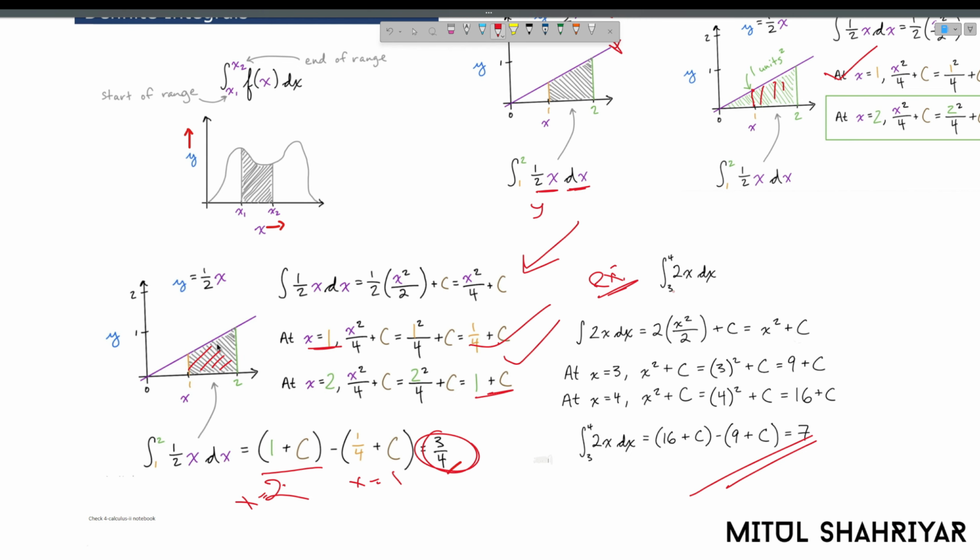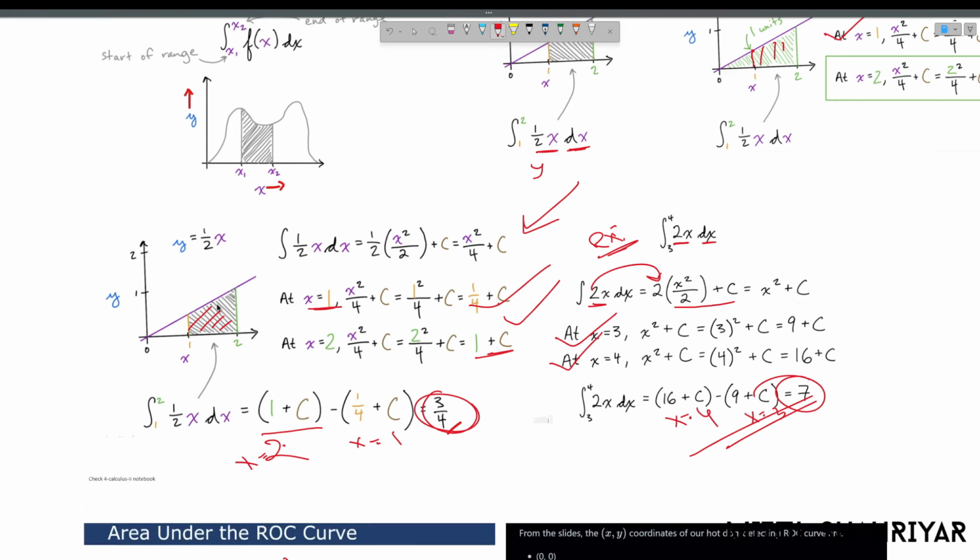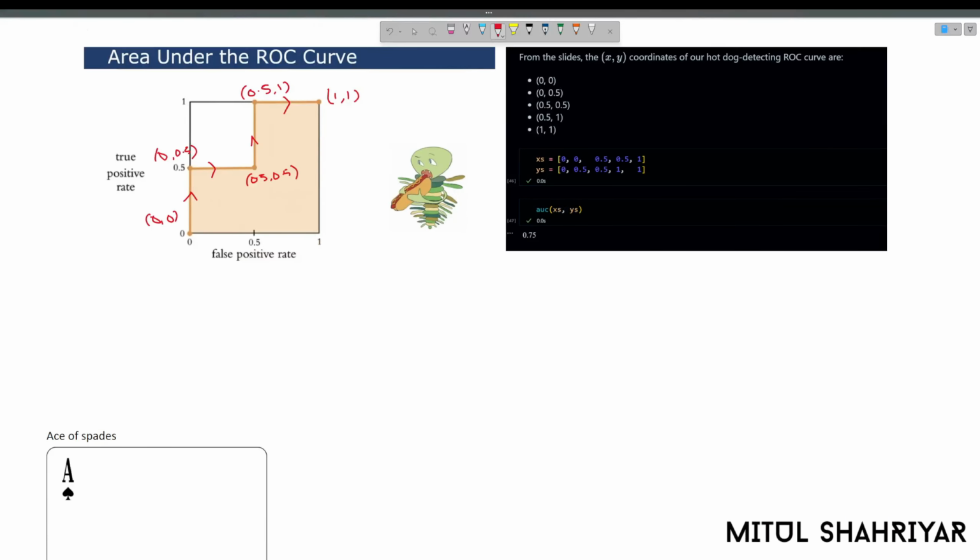Now we have another example in the test, which is the integral from 3 to 4 of 2x dx. Just follow the process easily. The 2 stays as a constant, then you do the integration, done. Then find the value for 3, find the value for 4, then subtract the value at x equal to 3 from the value at x equal to 4, and we get the value. So this again indicates some area, and this is needed to calculate it.